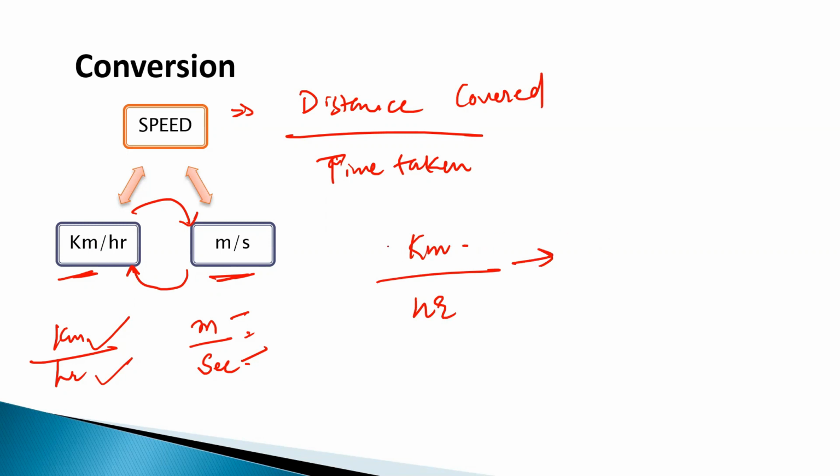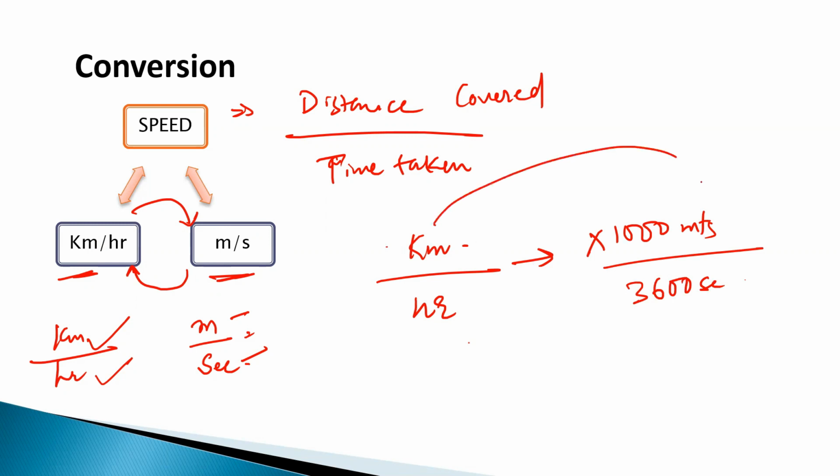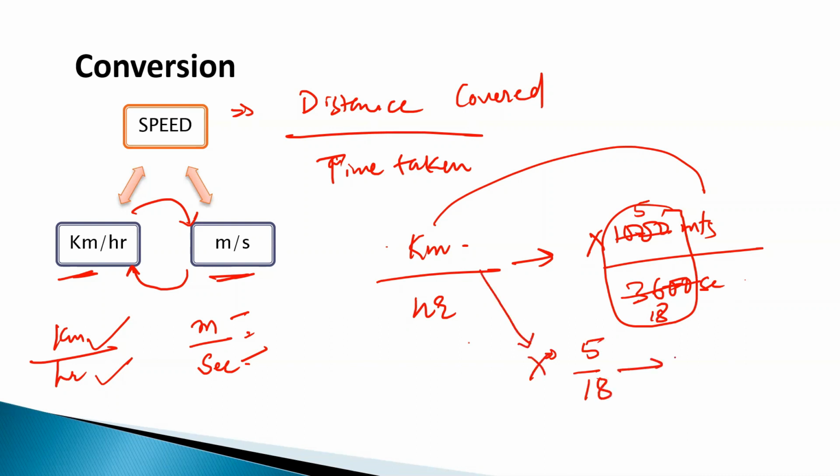Now I know that 1 kilometer is nothing but 1,000 meters. 1 hour is nothing but 3,600 seconds. So if you want to convert kilometer per hour into meter per second, you just need to multiply 1,000 by 3,600. If I reduce it further, I get the fraction 10 by 36, that is 5 by 18. So I can directly say, if I multiply kilometer per hour by 5 by 18, this will result in meter per second.